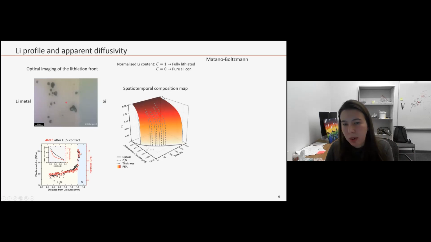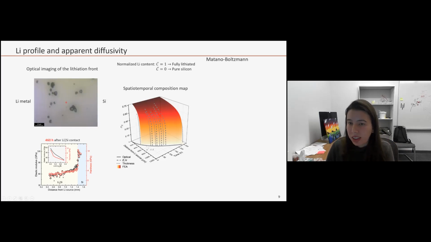So this is the spatiotemporal composition map that I perform. Basically what I'm seeing here is how the concentration distribution evolves with time. And first of all, we can see the front propagates as a function of the square root of time, which means it's likely a diffusion limited process. So we're going to model this as diffusion. And with this, you can see also that this profile here is very concave, very different than what you would expect from a model where you have a constant diffusivity.